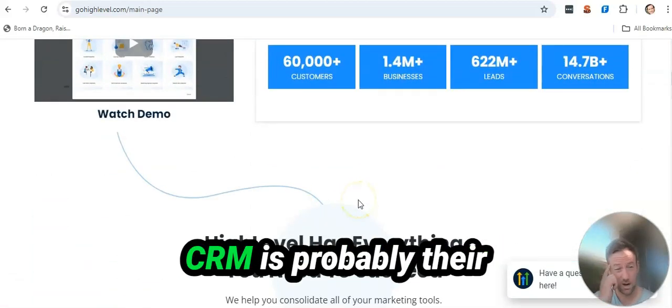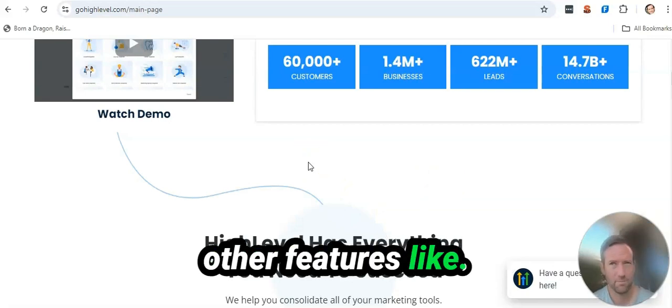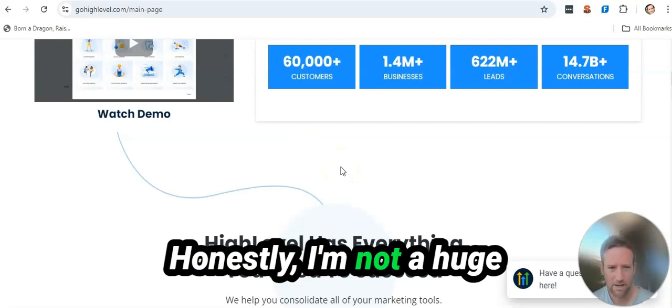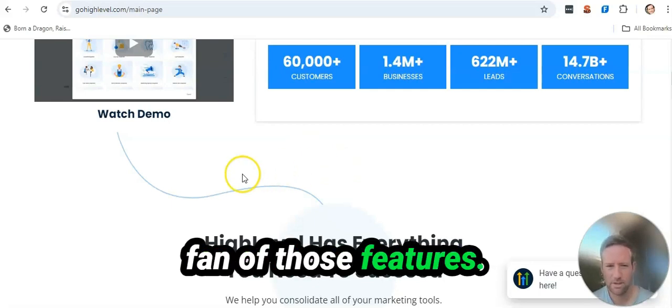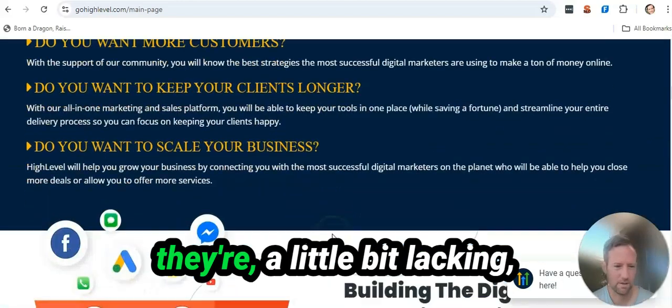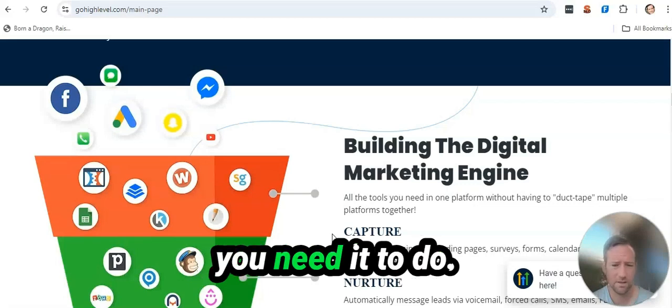And I would say their CRM is probably their best feature at this point. They have a lot of other features like website builders, form builders, that sort of thing. Honestly, I'm not a huge fan of those features. I think maybe they'll become better over time. I just think that right now they're a little bit lacking. But their CRM is fantastic. It does everything you need it to do.